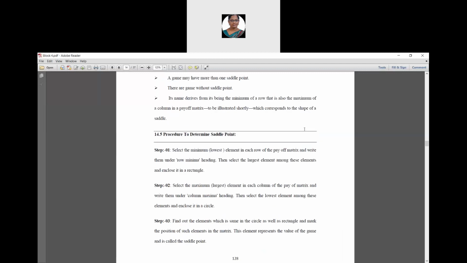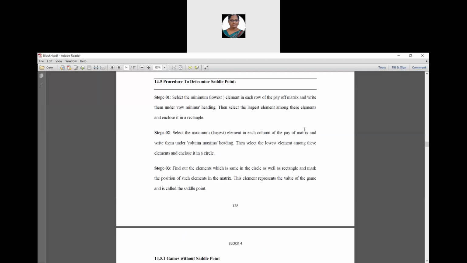Next thing is the procedure to determine the saddle point. Here, first you are going to find the minimum value in each row and write it at the end of each row. The next step is to find the maximum value in each column and enter it at the bottom of each column.